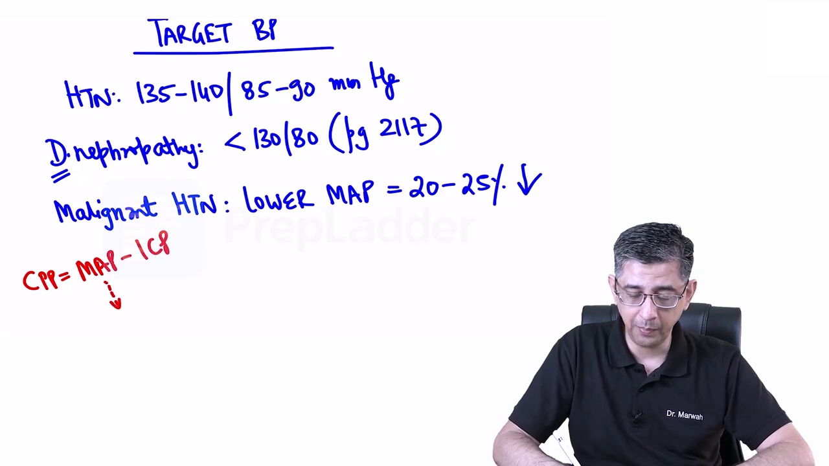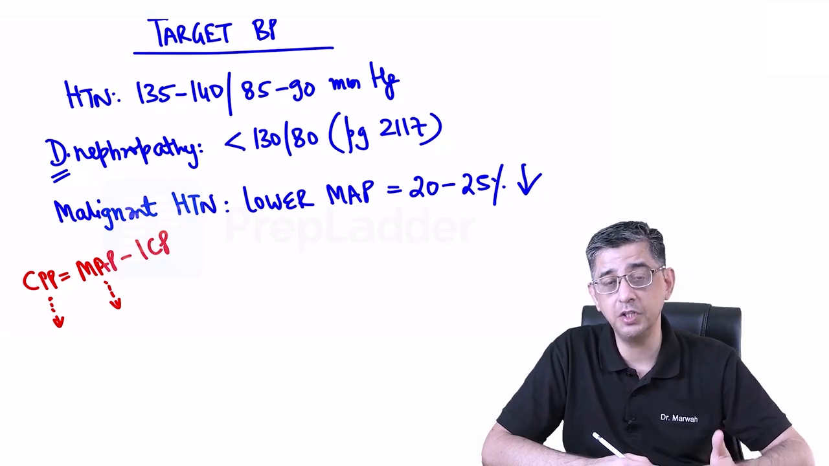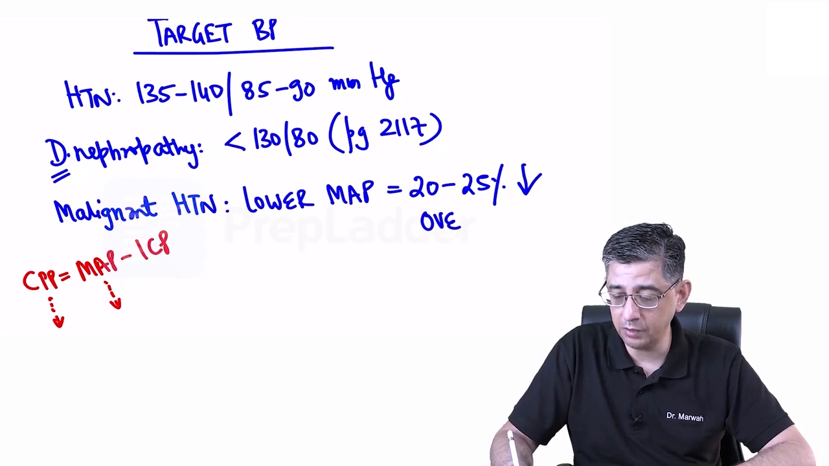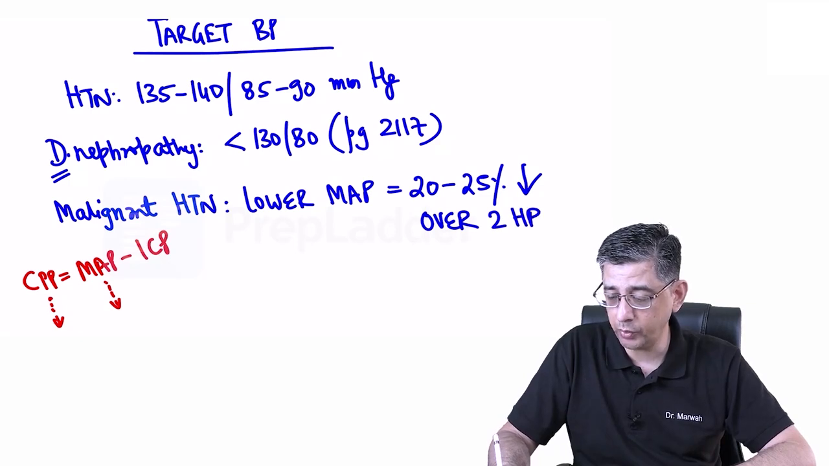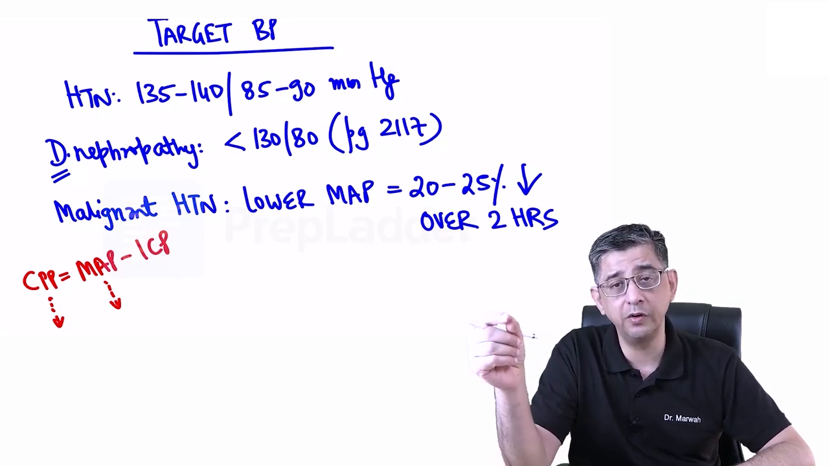If you lower the MAP, you lower the cerebral perfusion pressure, so you can actually worsen the ischemia in the brain. So the guidelines are, in any patient with gross elevations of blood pressure, the MAP should be lowered by a maximum of 25%. The word is maximum of 25% over a duration of 2 hours.